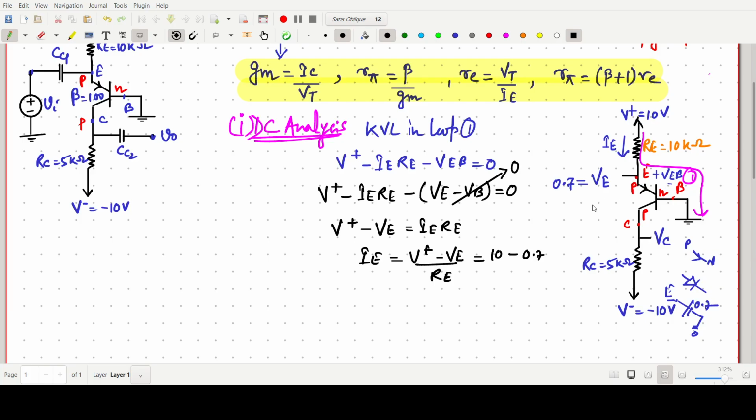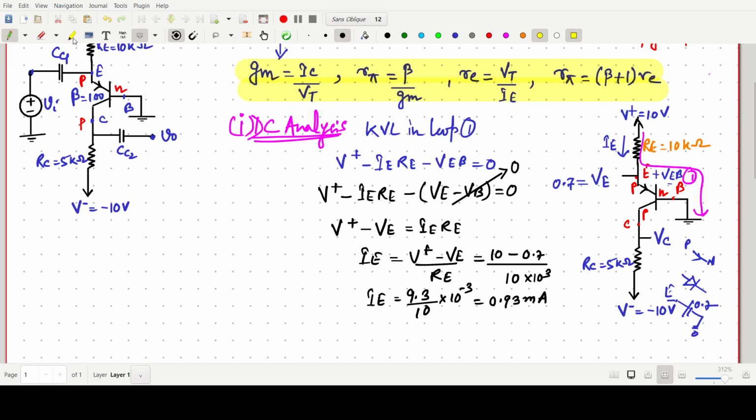This E, so this one is 0.7 volt. So RE is 10 kilo ohm, that is 10 into 10 to the power 3. So this IE value will be 10 minus 0.7, that is 9.3, divided by 10 into 10 to the power minus 3, or we can write it 0.93 milliampere. So this one is our IE.